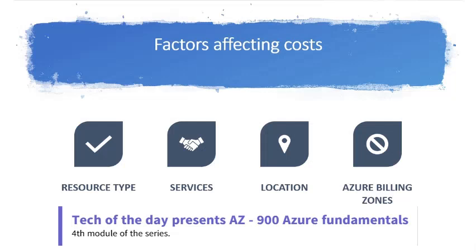First zone is United States, US government, Europe, Canada, UK, France, Switzerland. Second is East Asia, Southeast Asia, Japan, Australia, India, Korea. And third one is Brazil, South Africa, UAE. And the fourth one is a special one for Germany. So these billing zones are special, and your pricing can also be affected by which billing zone you are using.